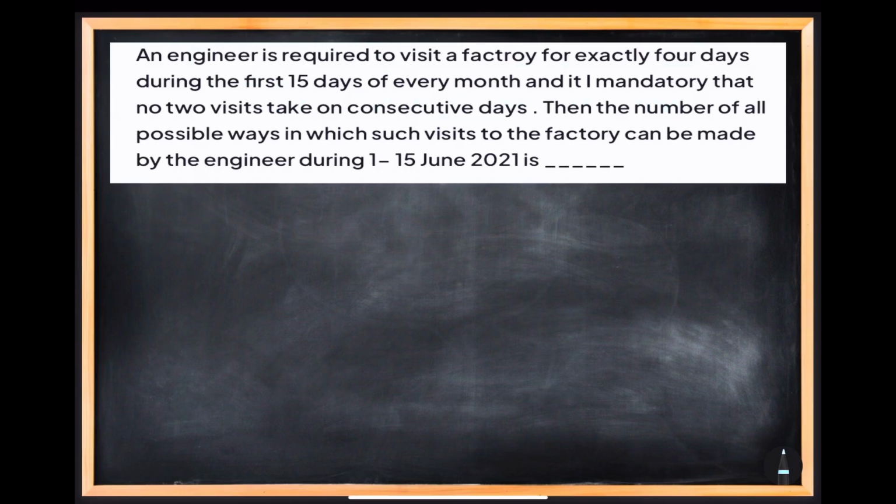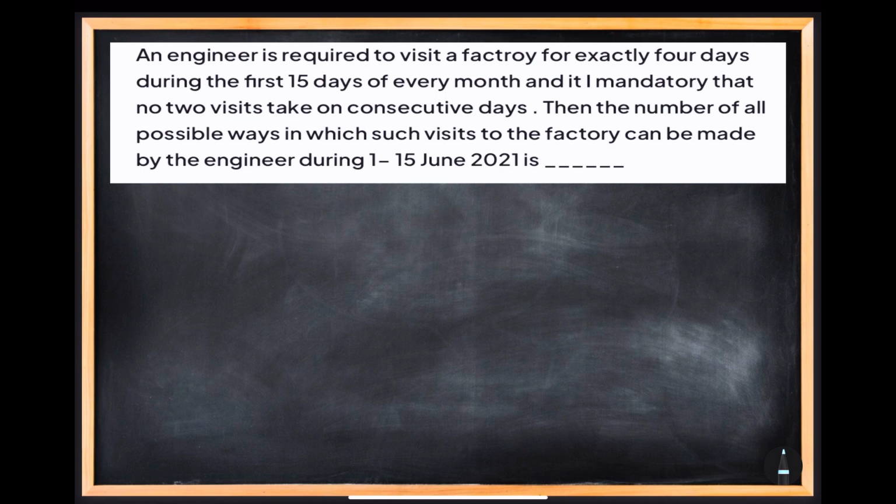So we got this situation. An engineer is required to visit a factory for exactly 4 days during the first 15 days of every month, and it is mandatory that no two visits take place on consecutive days. Okay, so consecutive days are not allowed. Then the number of all possible ways in which such visits to the factory can be made by the engineer during 1st to 15th June of 2021 is?